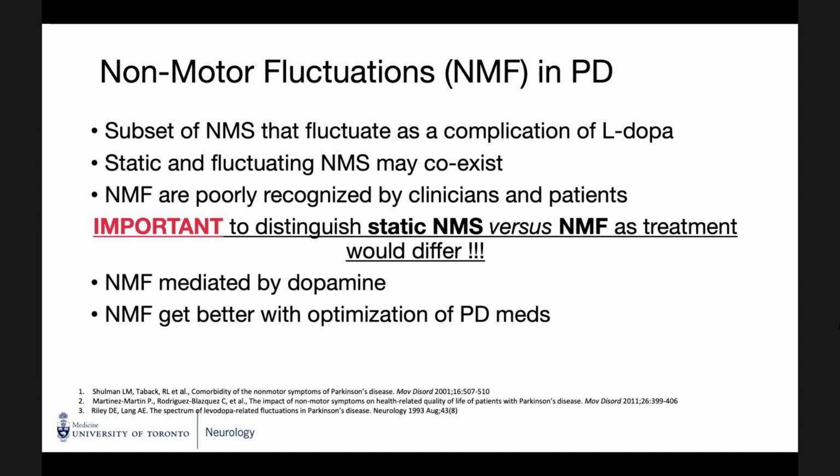However, the static versus the fluctuating symptoms may have different underlying pathophysiology, whereby fluctuations are dopaminergically mediated, and static symptoms, as I said, are mediated by other neurotransmitter systems. Even more confusing, both static and fluctuating symptoms may coexist in the same patient, and not surprisingly, patients, caregivers, and their physicians may have difficulty recognizing which symptoms are static and which fluctuate and when. But it's important to distinguish them, as treatment for static and fluctuating symptoms are different, with fluctuating symptoms responsive to optimization of dopaminergic medications.